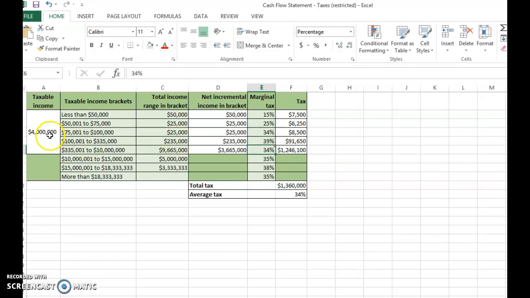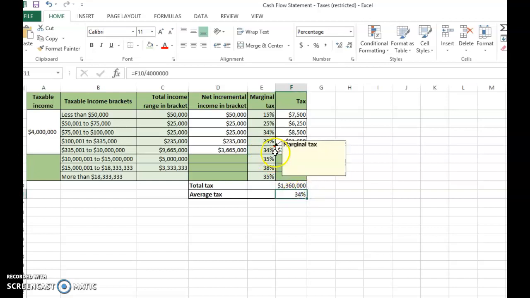Note this, 4 million and $1 will still be in this range. It will still be less than 10 million. Therefore, this is the tax rate that applies. That is 34%. So the marginal tax rate is also 34%. But here it happens to be the same. The average tax rate and the marginal tax rate are not likely to be the same, but in this case it just happens to be the same.